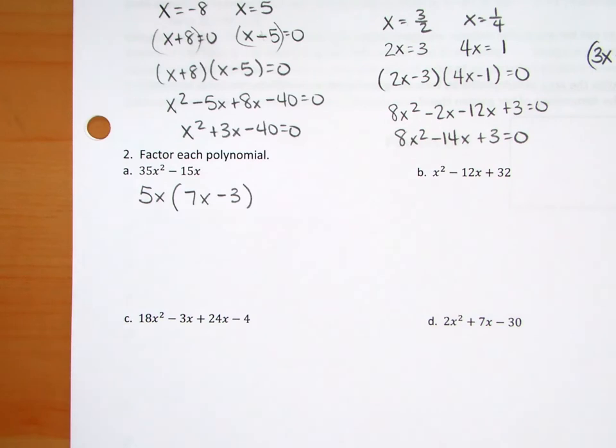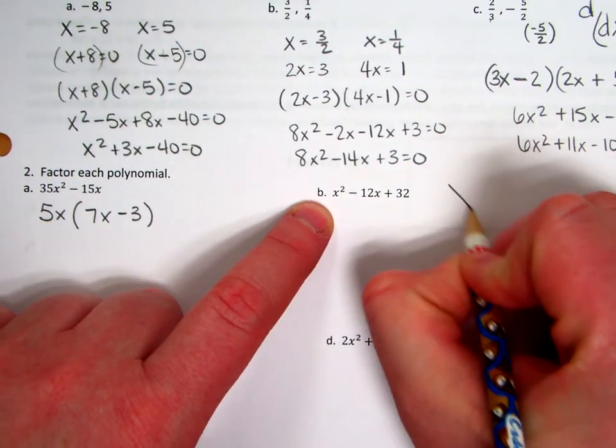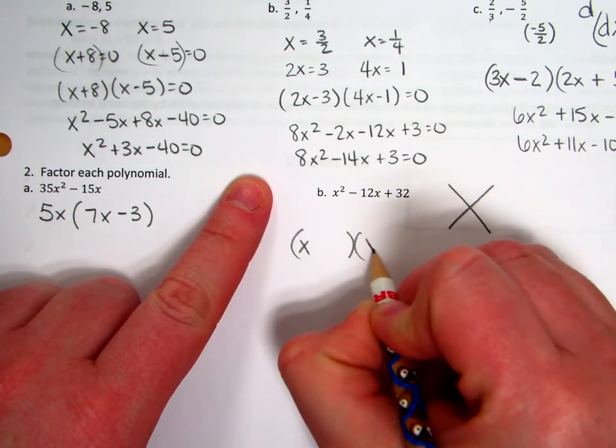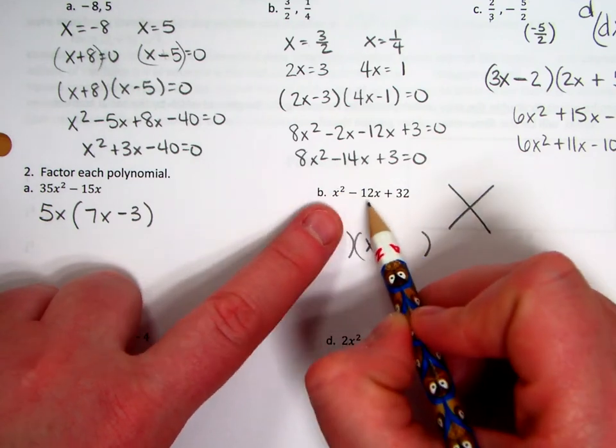This one here, because your a value is 1, you really can just drop down to your factors of x and x. Pull down the 1 in front of those.